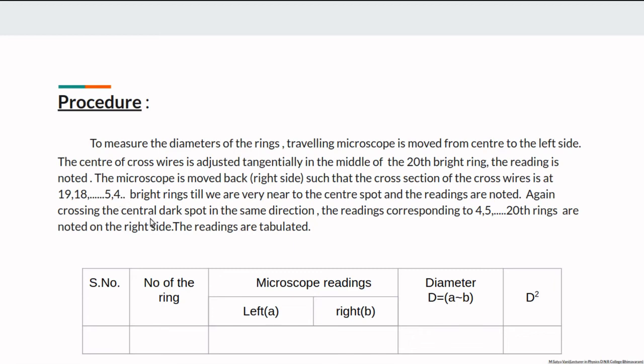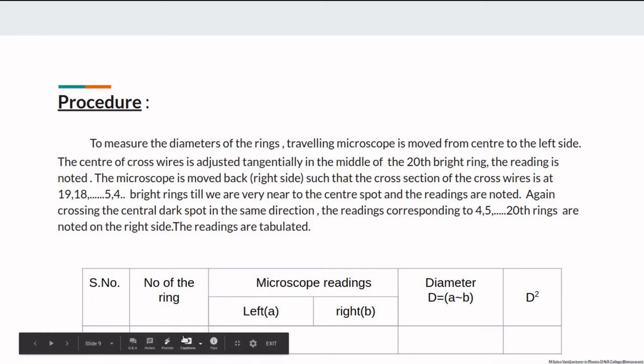Every time the reading is noted. In this way, the readings by coinciding the 20th, 19th and so on rings are noted on the left side. Then by crossing the central spot in the same direction, the readings corresponding to the 4th, 5th and so on up to 20th rings are noted on the right side. The microscope must be moved in the same direction to avoid backlash error. Each time the reading is taken, these readings are tabulated.